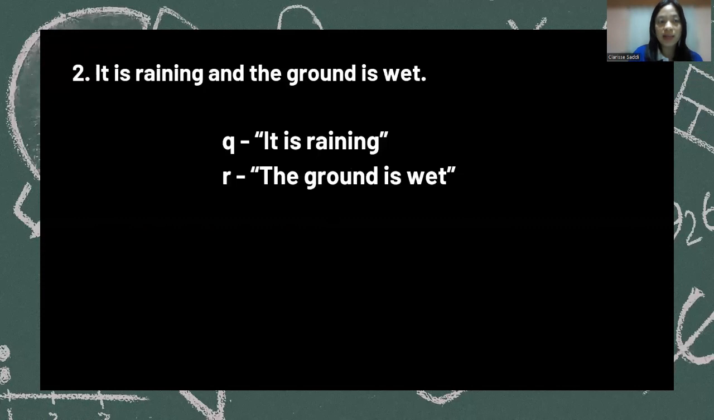Next is it is raining and the ground is wet. So this example is a little easier than the first example because we will just be using the conjunctive or the and connective to combine the two letters or the two statements. So here we have the Q statement followed by a conjunctive or the and connective and the R statement.